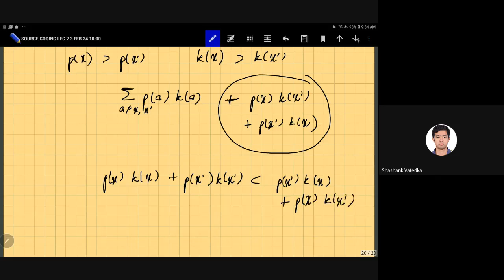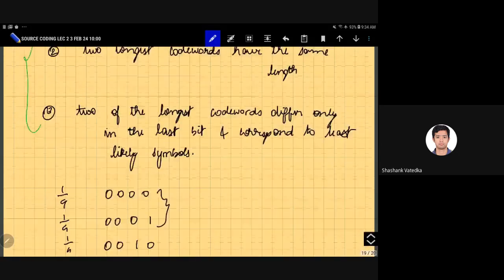So if you interchange the code words, then you'll get another code which is also prefix free but has an even lower expected length. So it can't be optimal. So if a code is to be optimal, then property one must always be satisfied.